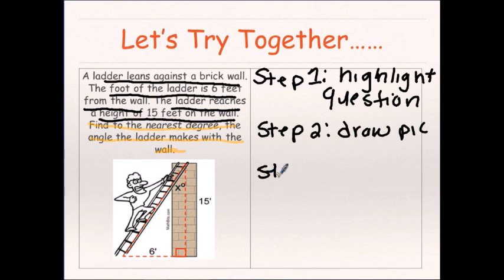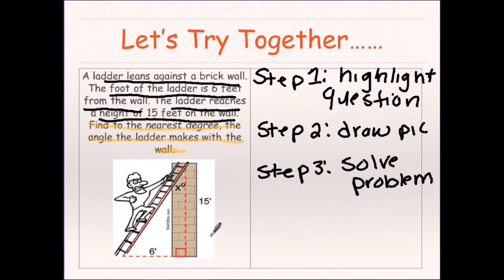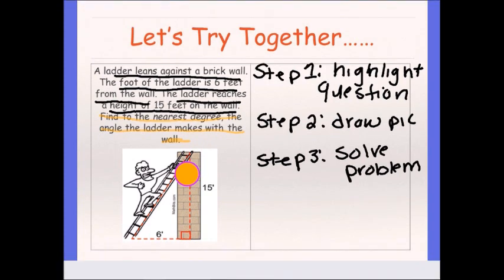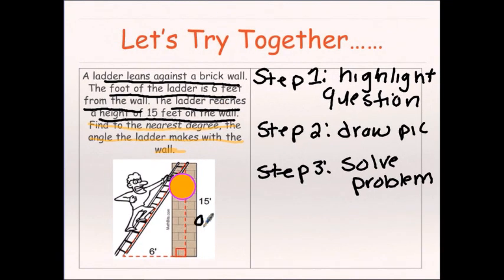Now step 3, solve the problem. And this is when you're going to have to investigate your picture. So here, I noticed that I know 2 sides, and I need to find an angle. So therefore, I need to use my trig ratios. So I'm going to label my sides according to this angle that I need to find. The side that I'm touching is the adjacent. The side that's slanted is the hypotenuse, or across from the right angle. And the side that I can't touch is called the opposite.